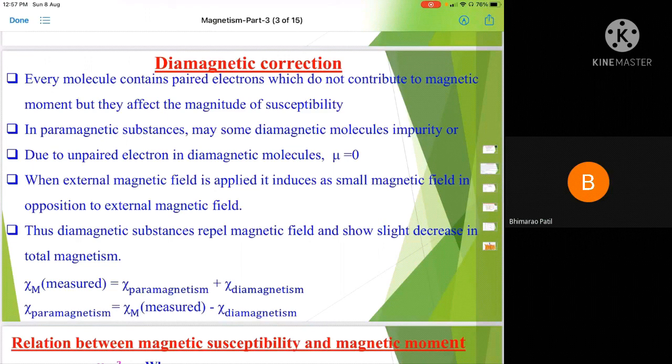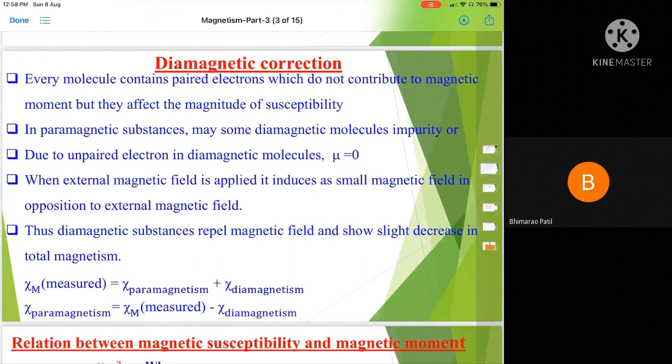And if you want to measure the correct magnetic susceptibility of paramagnetic or ferromagnetic substances, then you must correct the magnetism by subtracting the diamagnetic moment from the total measured magnetic moment.